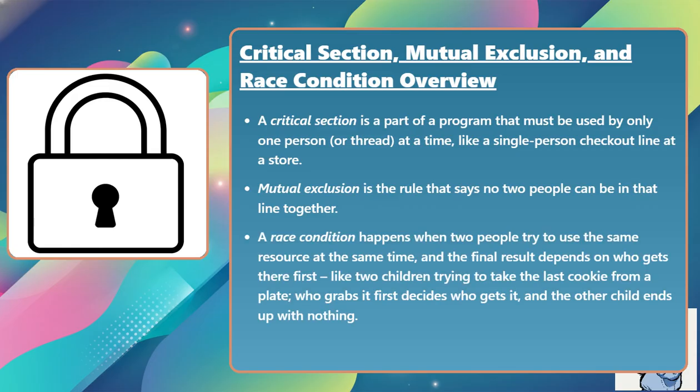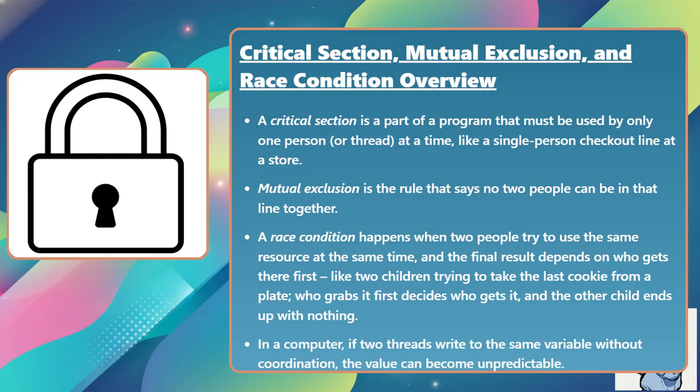A race condition happens when two people try to use the same resource at the same time, and the final result depends on who gets there first, like two children trying to take the last cookie from a plate. Who grabs it first decides who gets it, and the other child ends up with nothing. In a computer, if two threads write to the same variable without coordination, the value can become unpredictable.